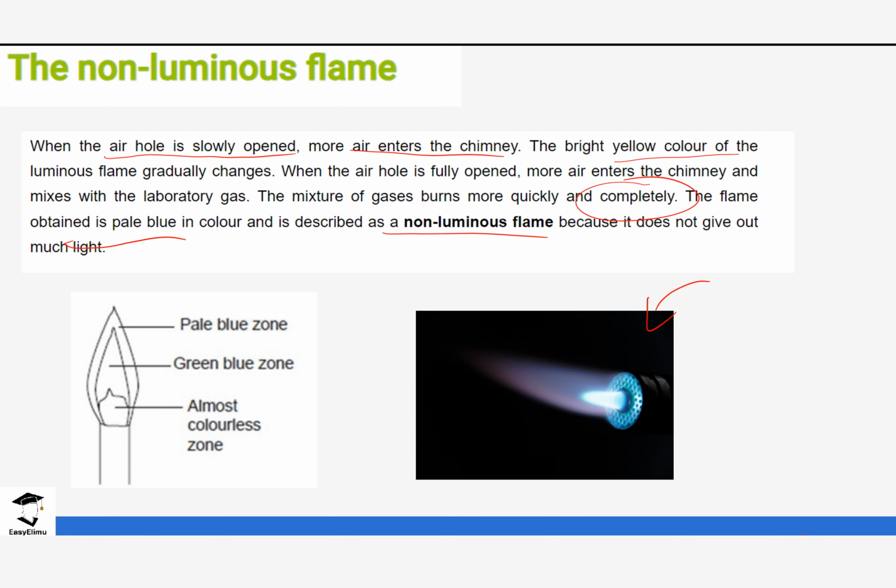It usually has three regions, unlike the luminous flame, which has four regions. It usually burns with a roaring sound and it's very steady and small, unlike a luminous flame, which is very large and wavy and quiet. So we are going to look at the regions in the non-luminous flame and see what happens in each region.